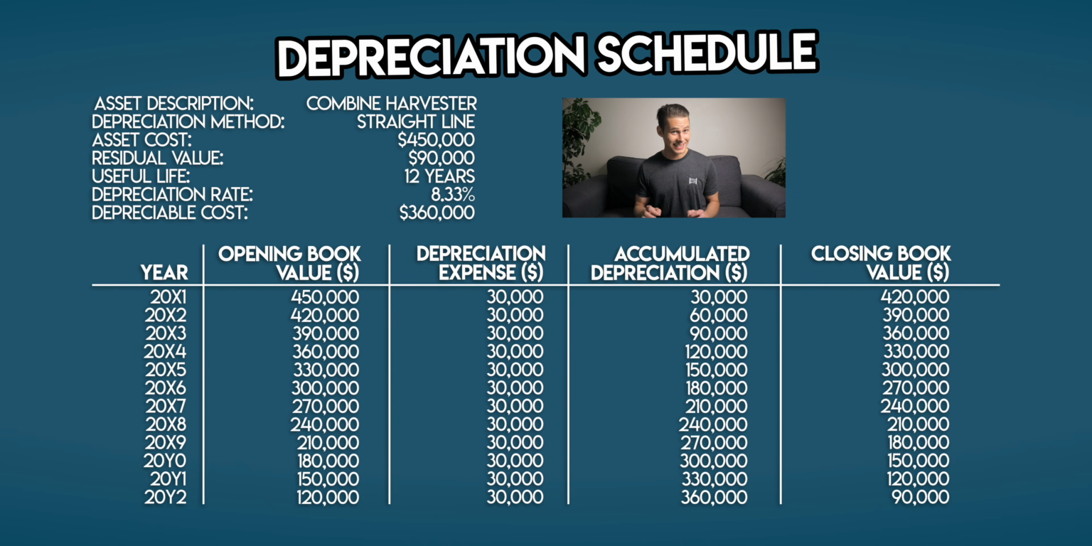So here's the completed depreciation schedule. You started off with a combine harvester costing $450,000. You then wrote off $30,000 as a depreciation expense to your income statement each year for the rest of your asset's useful life. You might notice that after 12 years, the closing book value of your combine harvester is $90,000, and this matches the residual value that we chose earlier, which is good because it means we haven't made any mistakes, which is always a good sign.